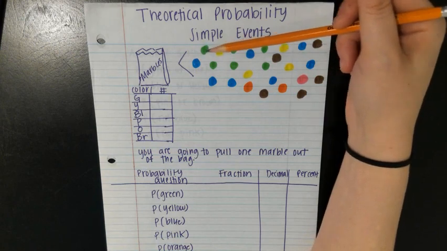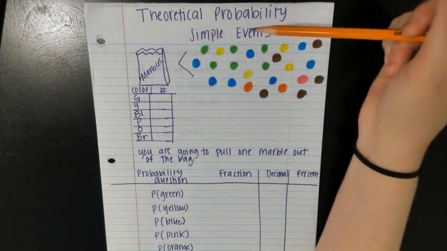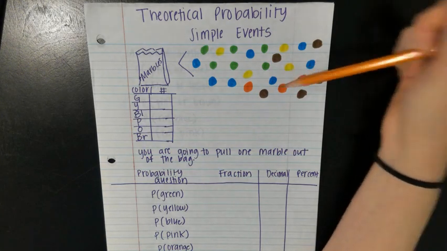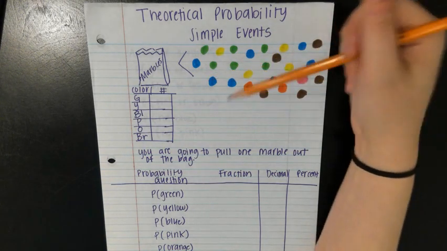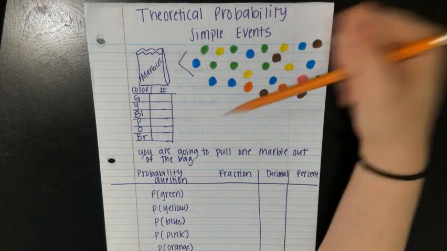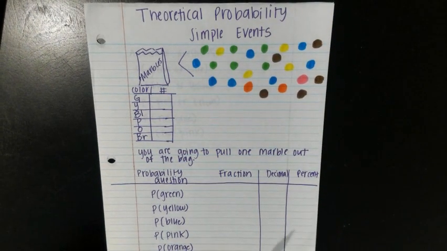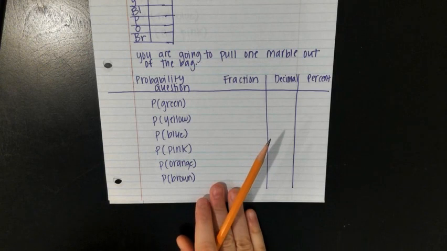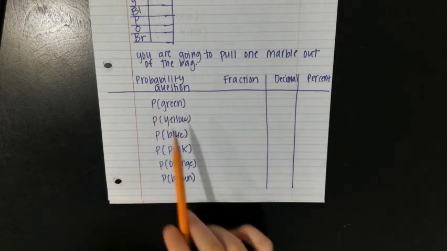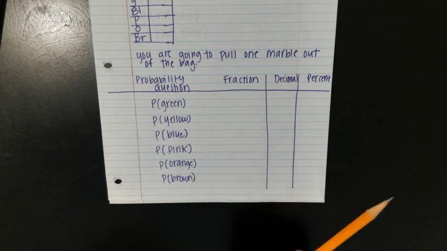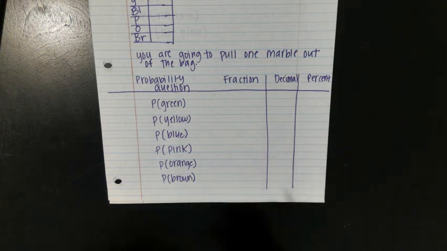So you could put a G inside for green. But when you have two that start with B, for blue you can put BL, and for brown you can put BR, like I did over here in this table. And then we're going to go ahead and set up this table like this, because we're going to be pulling one marble out of the bag and finding the probability, so you're going to set this up as well as the table. So go ahead and pause the video, get your paper set up.